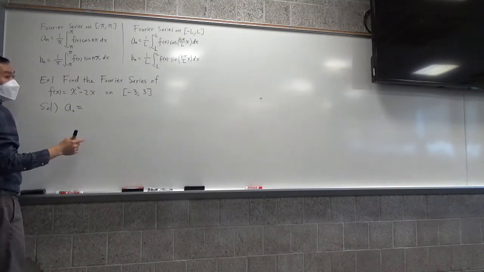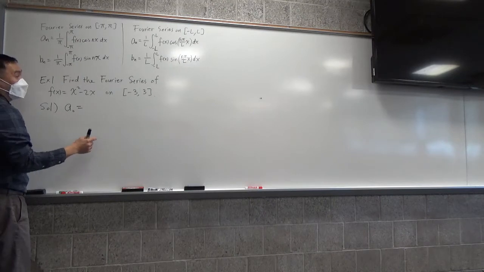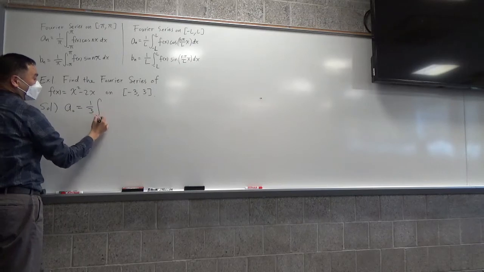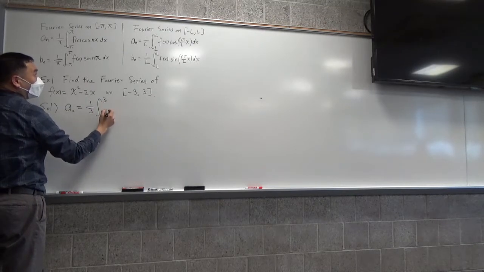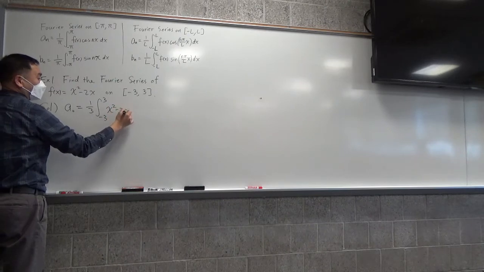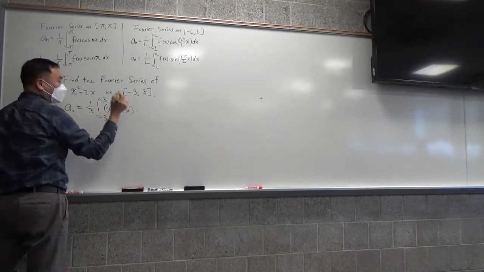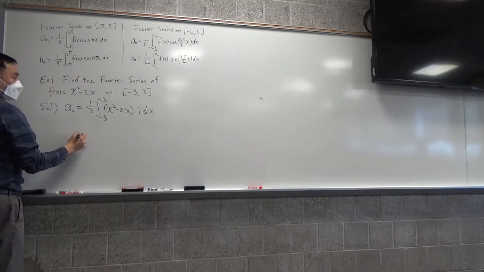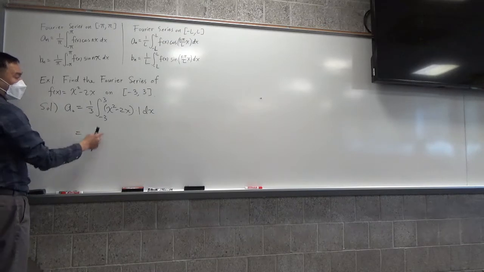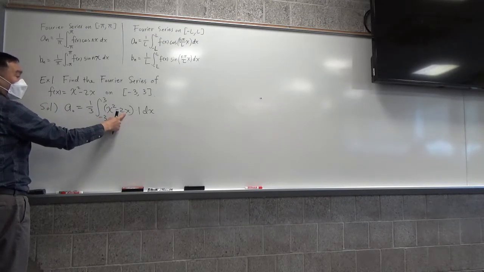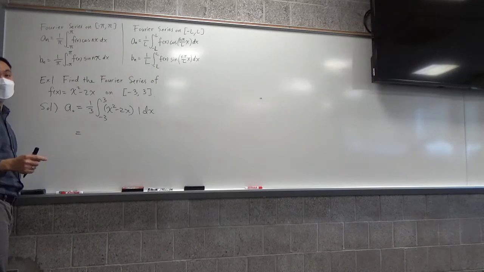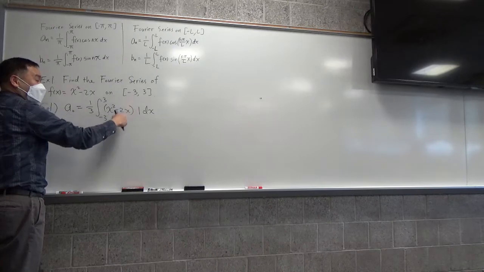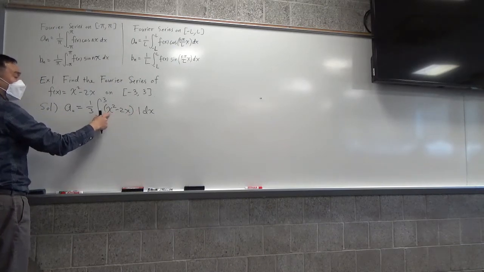What should be our value of L? 3, because that's -L to L, right? So we put 1 over 3 integral from -3 to 3 of x squared minus 2x, because that's our f of x, times cosine of 0, that's just 1. And then we can use even and oddness. X squared is even, 2x is odd. So why does that help us? Yes? You can get rid of the odd function? Yeah, because you can get rid of the odd term. That one's going to be 0, and you can just double this one.